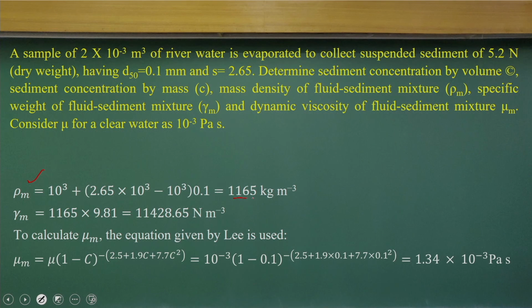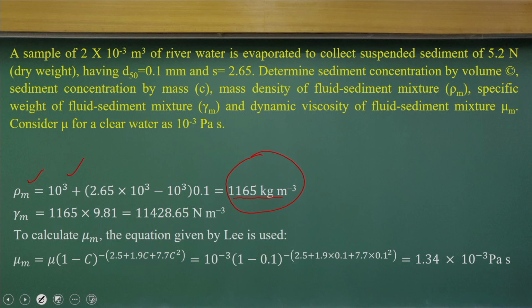As I know, the water density is 1000 kg per meter cube. Because of the presence of the sediment, the density of this water and sediment mixture is more than 1000 kg per meter cube, which comes out to 1165 kg per meter cube.